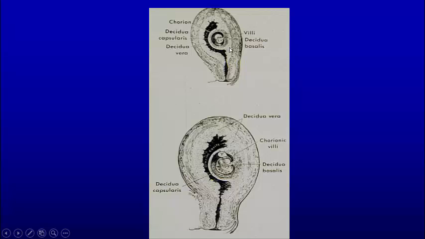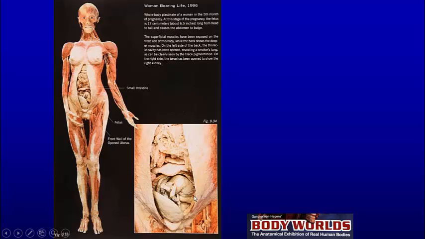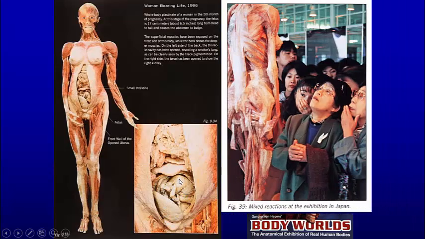So here we can see the different ones. You have the placenta forming here. Here we can see the baby inside the individual.